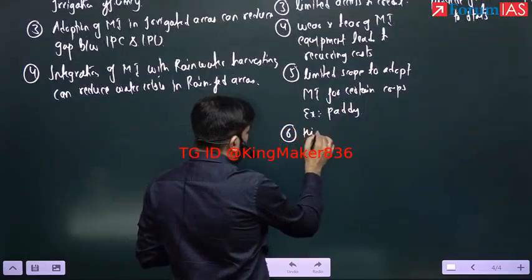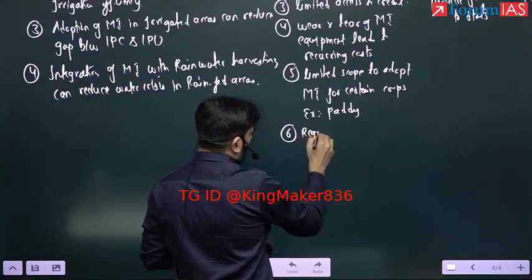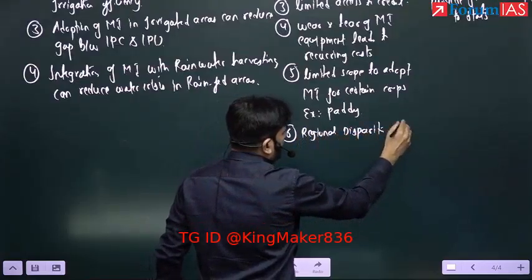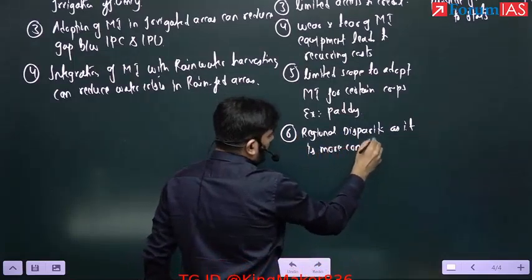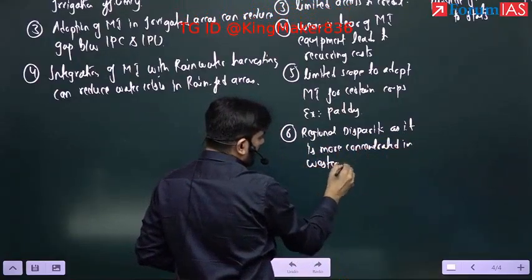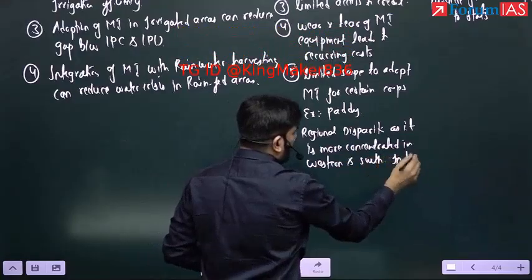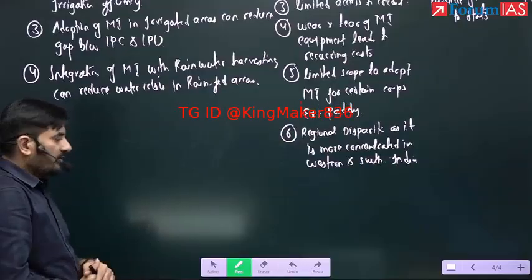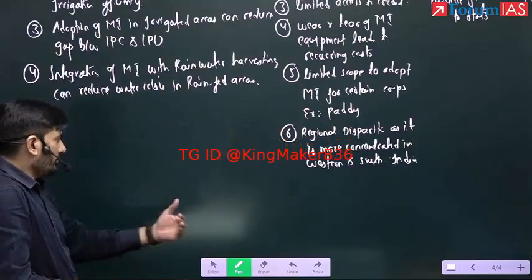Instead of higher concentrated, say regional disparity. Regional disparity, as it is more concentrated in western and southern India as compared to, let's say, eastern or northeastern part of India. So generally farmers there are more prosperous, more richer, so they can afford to buy the micro irrigation equipment. So there the penetration is much higher.